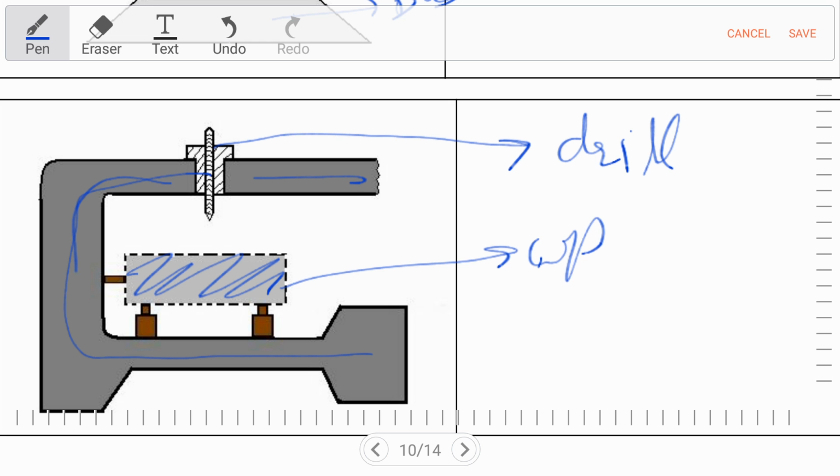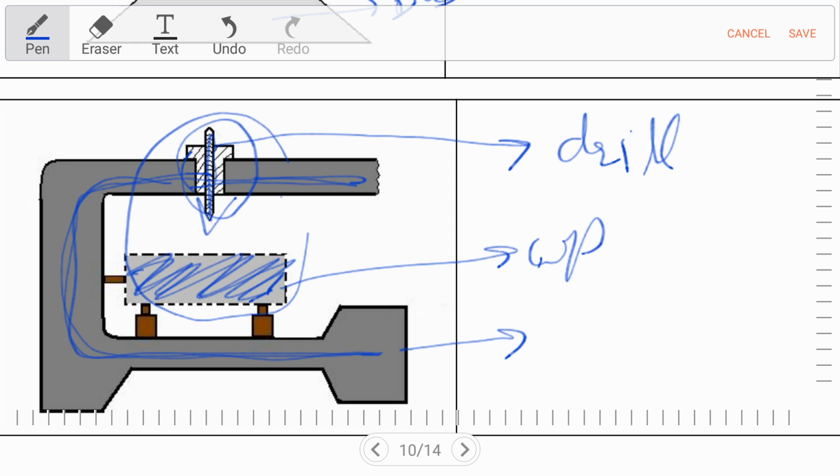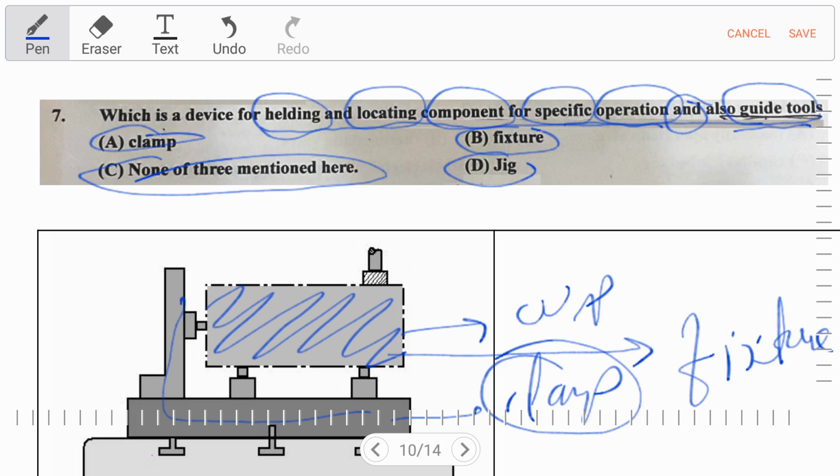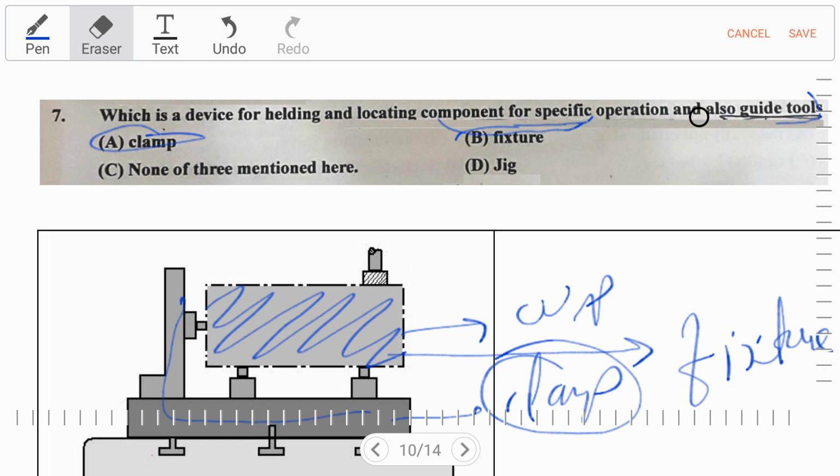This is also base and clamp, both are combined. So in this figure, this device is performing a job to locate the tool and also guide the workpiece. So both functions are in one unit. This type is known as jig. Jig is a device which holds, locates the component for a specific operation, and also guides the tool. So our right answer over here is jig.